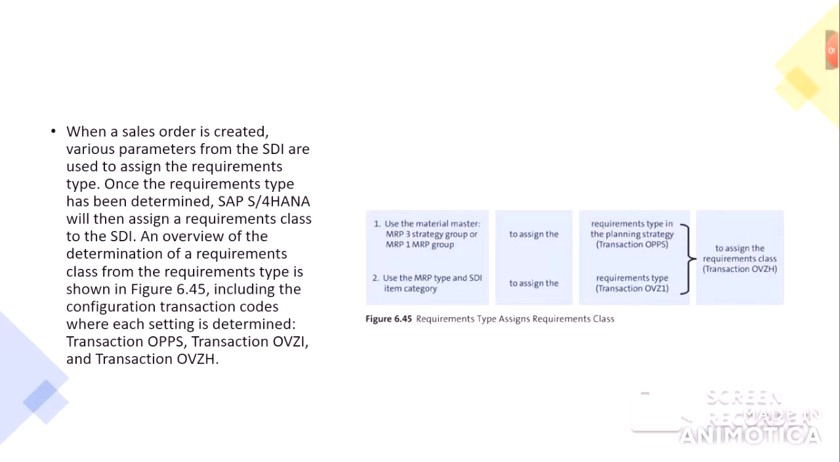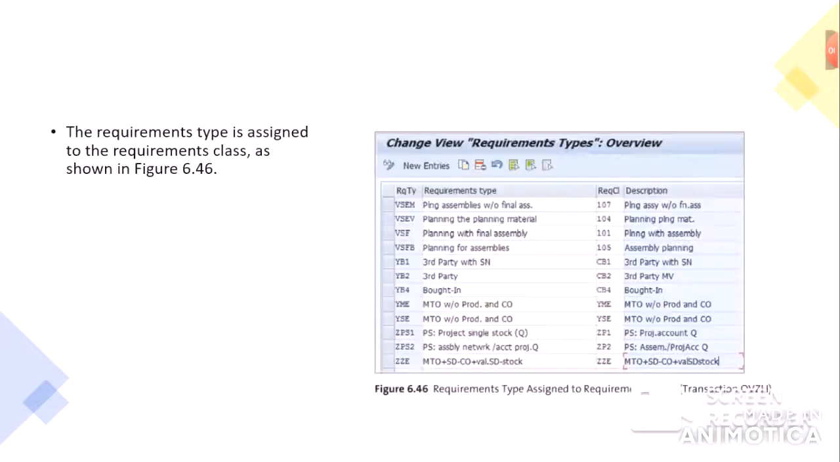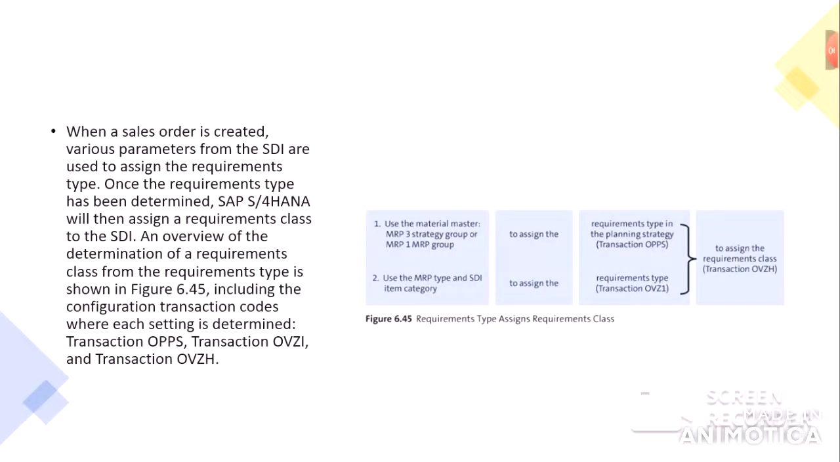When a sales order is created, various parameters from the SDI are used to assign the requirements type. Once the requirements type has been determined, SAP S/4HANA will then assign a requirements class to the SDI. An overview of the determination of a requirements class from the requirements type is shown in this figure, including the configuration transaction codes where each setting is determined: transaction OPPS, transaction OVZ1 and transaction OVZH. Requirements type, assign requirements class.